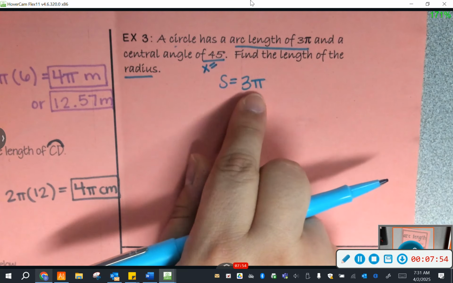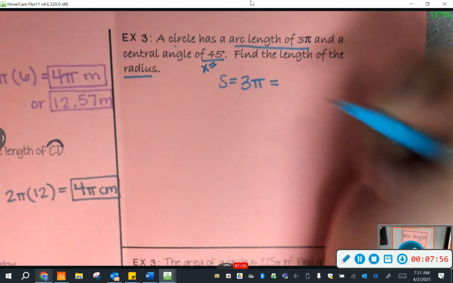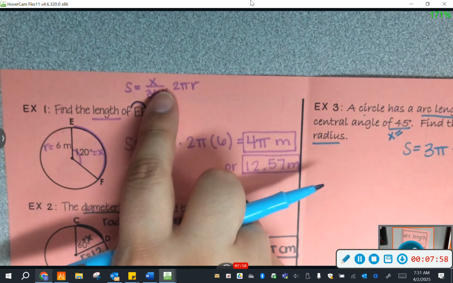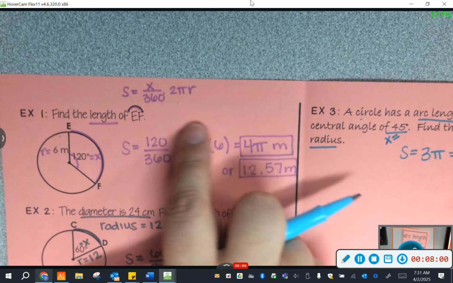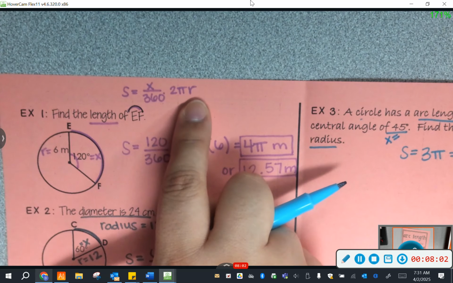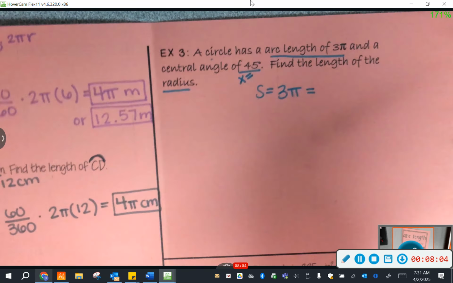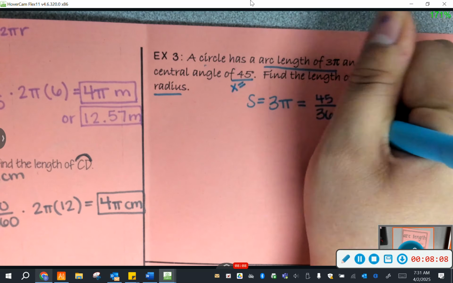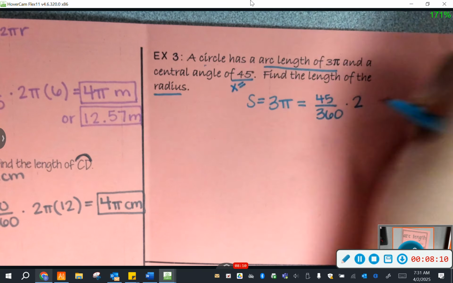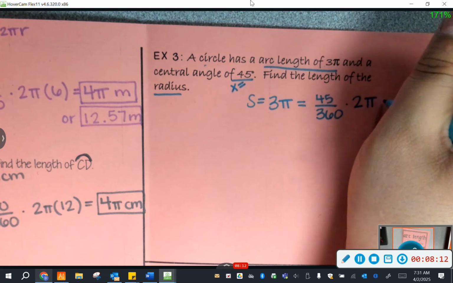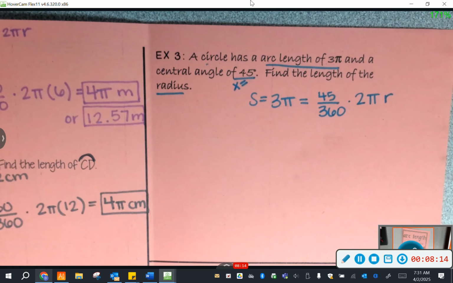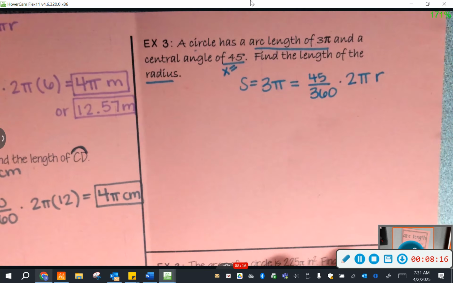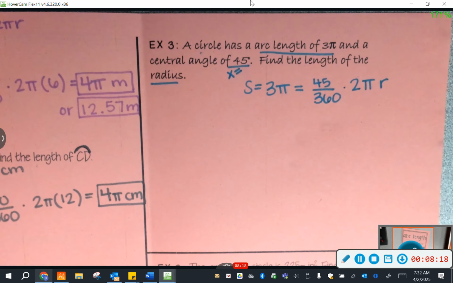Well, I know S is 3 pi, and I know that's going to equal this equation right here. X over 360 times 2 pi r. Do y'all agree with that? But instead of X, what's my X? 45 over 360 times 2 pi, and I don't know what R is. Write this down with me, please.